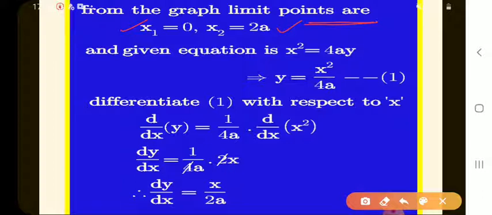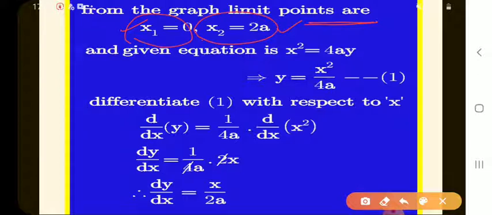Already we told that procedure. First we draw the graph of the given equation and find the limit points of that equation. After that we find the derivative of that equation. After finding all these values, we substitute in the given formula. First we draw the graph. From the graph the limit points are x1 equals 0 and x2 equals 2a.